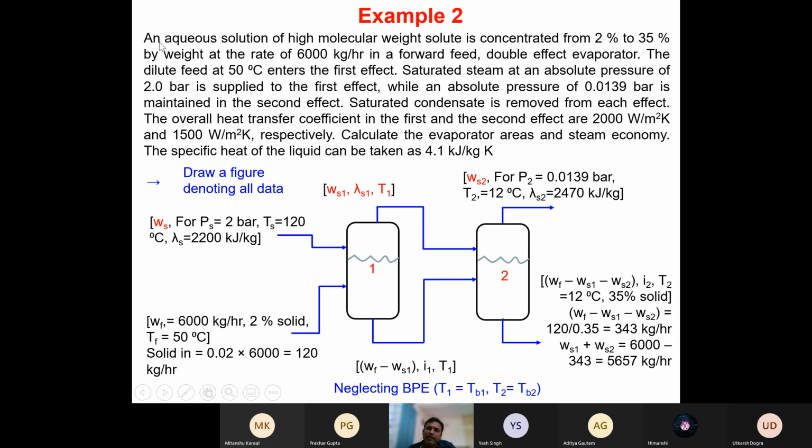So in the second example, what is given is an aqueous solution of high molecular weight solute is concentrated from 2% to 35% by weight at the rate of 6,000 kg per hour in a forward feed double effect evaporator. As I said, remember every time whenever the evaporator problem is there, or if you wanted to design it, first make a schematic like this. Note everything, whatever is known, and then try to calculate the unknowns.